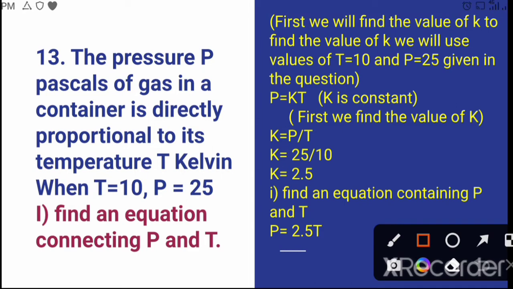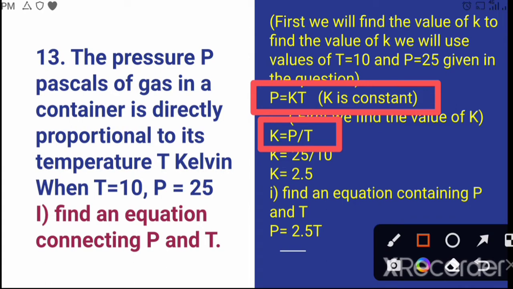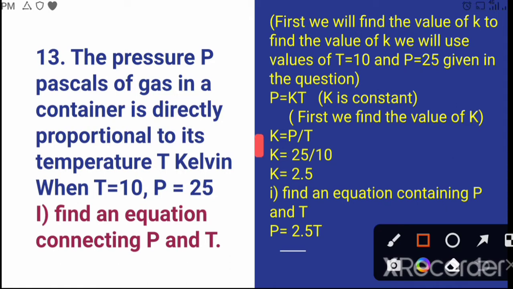Now by doing some changes in this equation, P is equal to KT, we will make it an equation for K so that we will be able to find the value of K. By taking T to the left hand side, the equation will be K is equal to P upon T. This is the equation for K, and by putting both the values given in the question, P which is 25 and temperature T which is 10, dividing 25 by 10, the value of K will be found, and that is 2.5.